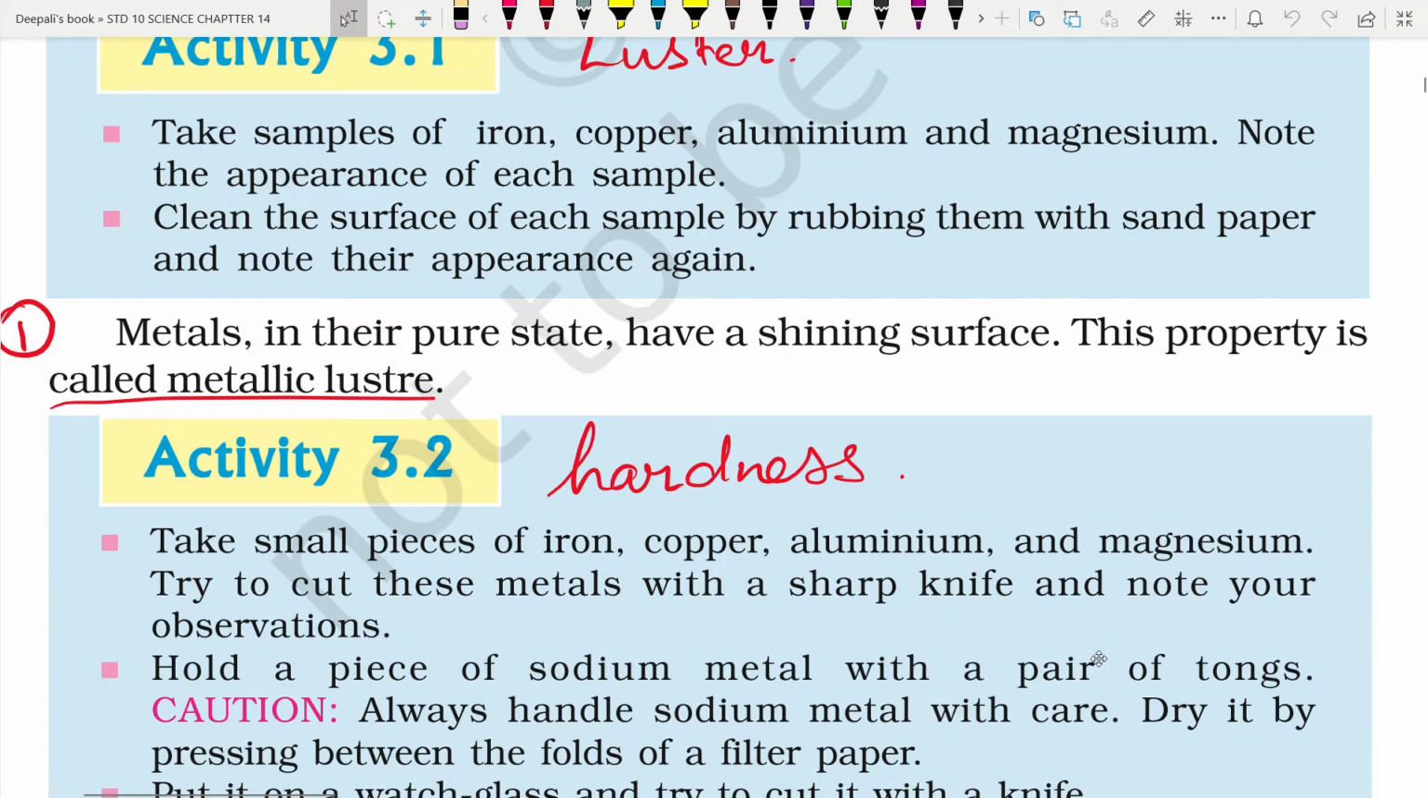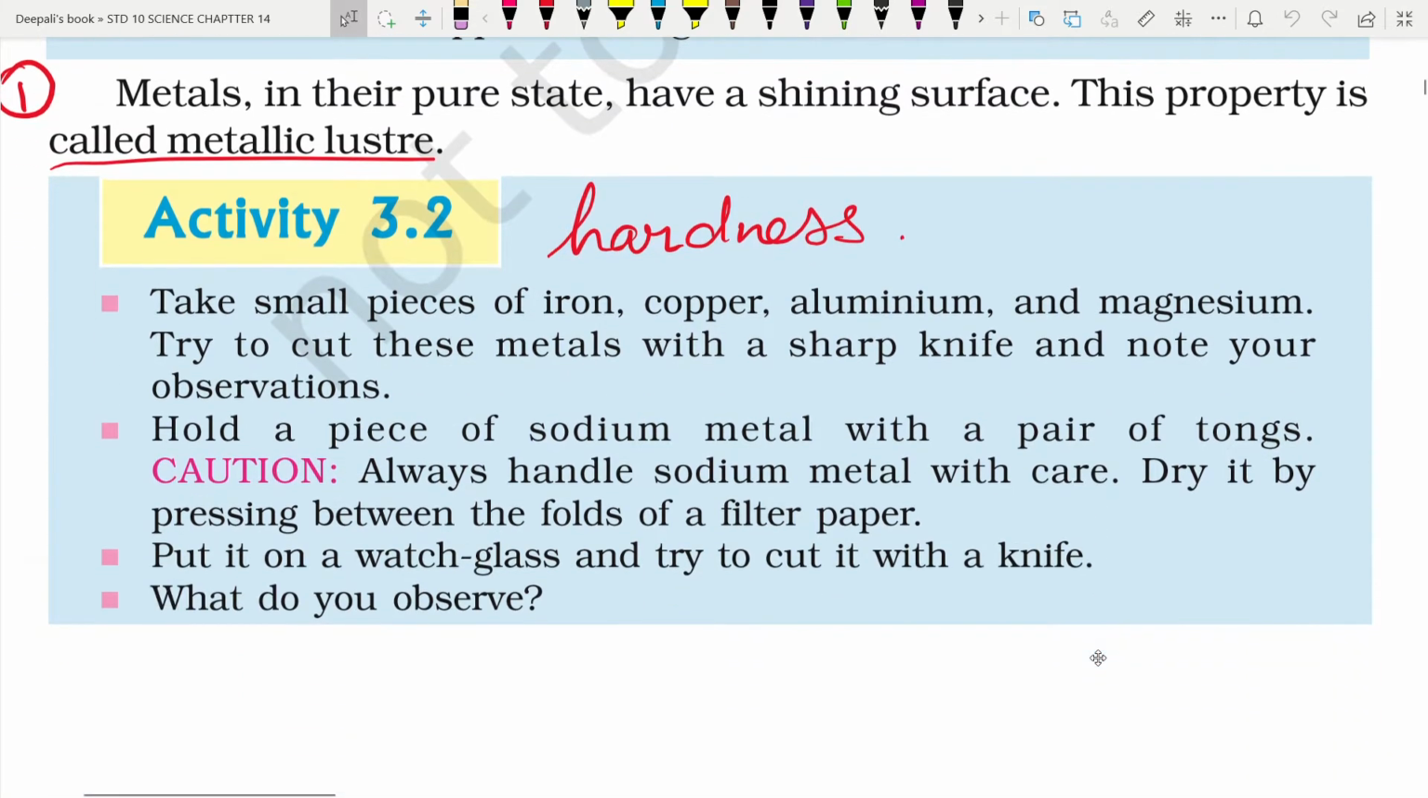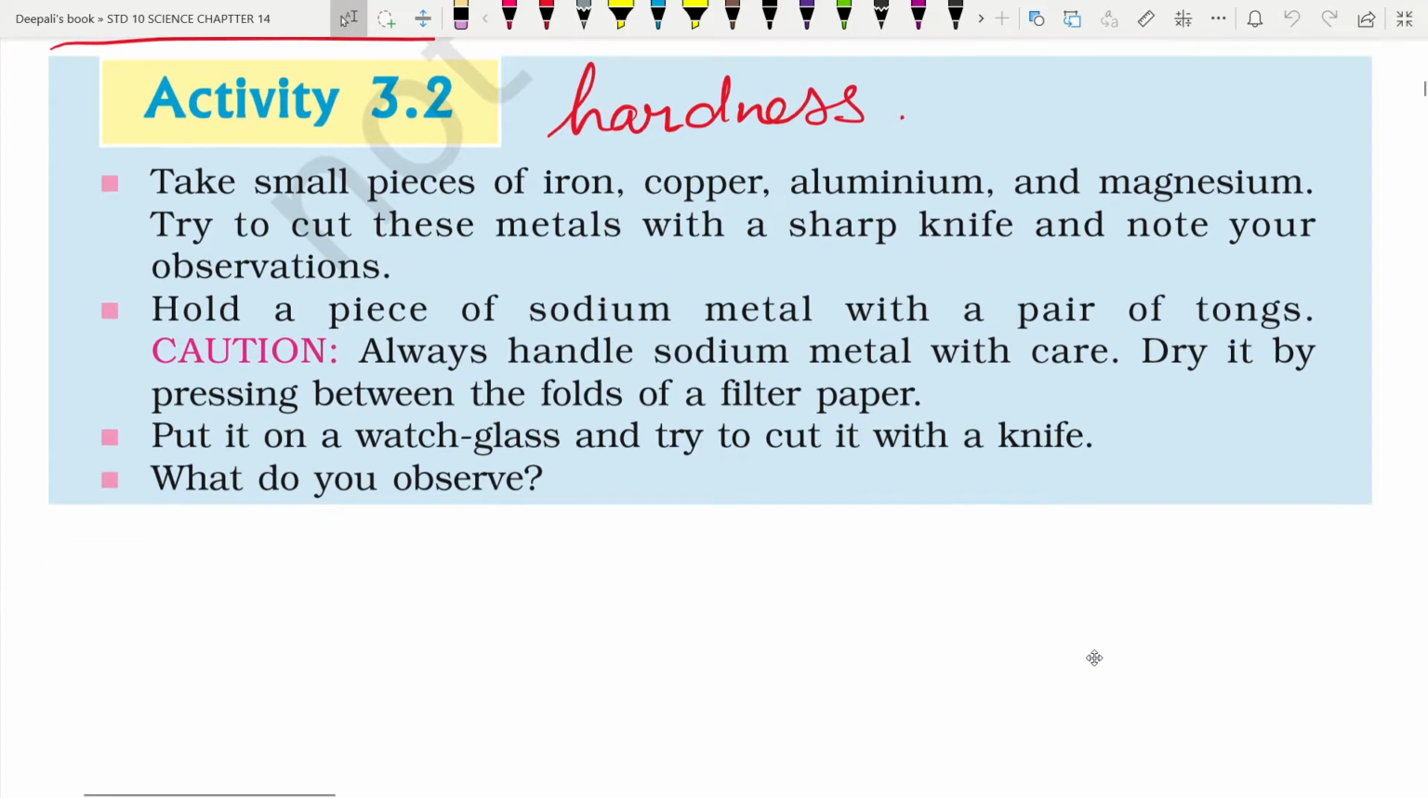Second, let us see hardness. How hard are metals? Take small pieces of iron, copper, aluminium and magnesium. Try to cut these metals with a sharp knife and note your observation. Hold a piece of sodium metal with a pair of tongs. Always handle sodium metal with care. Dry it by pressing between the folds of filter paper, because it is very corrosive and exothermic. It can burn your hands. Put it on a watch glass and try to cut it with a knife.